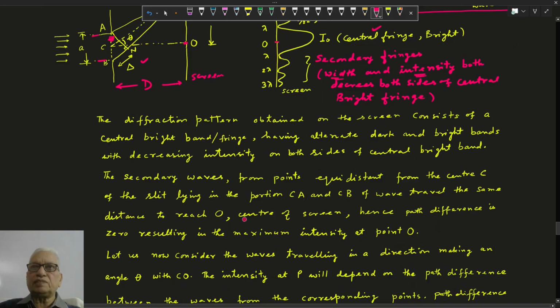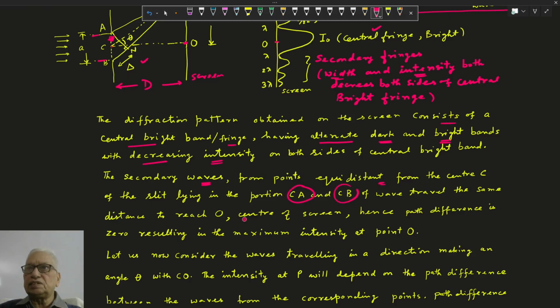So the diffraction pattern obtained on the screen consists of a central bright fringe with alternately dark and bright fringes of decreasing intensity on both sides. Secondary waves are equidistant from center C, CA and CB. So here CA and CB are equal, as you can see in the figure. They travel the same distance to O, the center of the screen. So there is no path difference, and the resulting intensity is maximum at point O, I0.